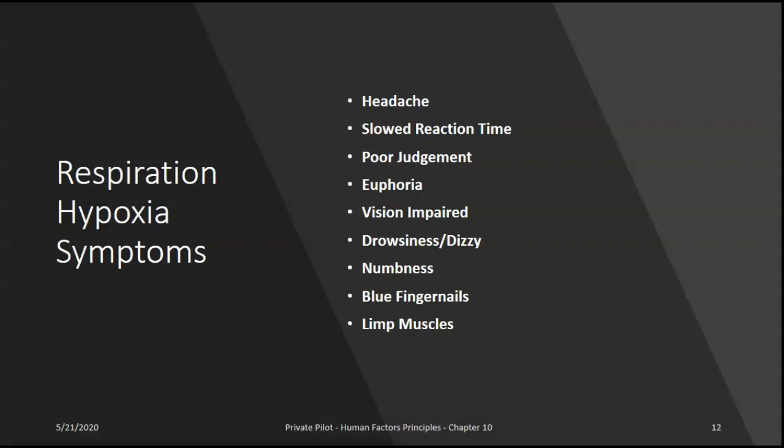So again, some symptoms to look for: headache, slowed reaction time, poor judgment, euphoria, impaired vision, drowsiness or dizziness, numbness, blue fingernails or blue lips, and also limp muscles, a feeling of weakness.